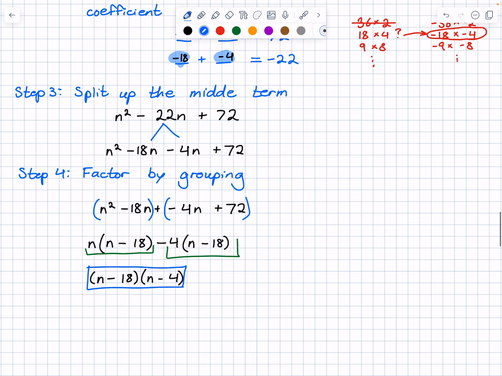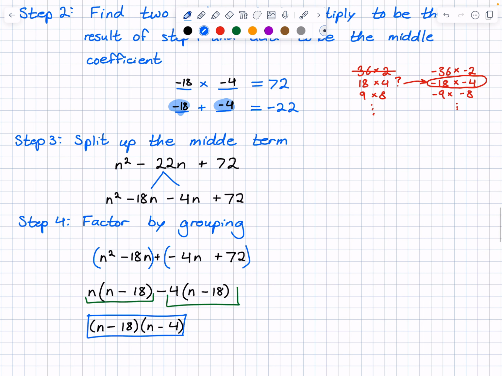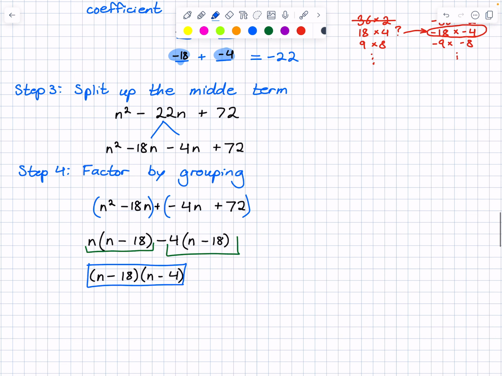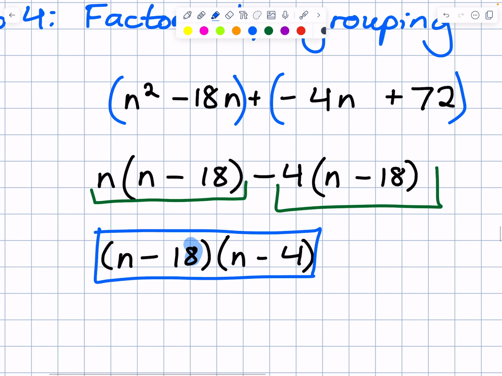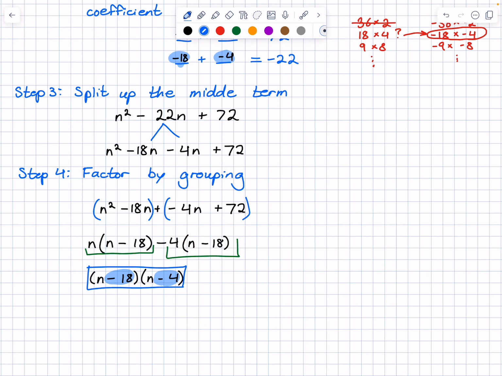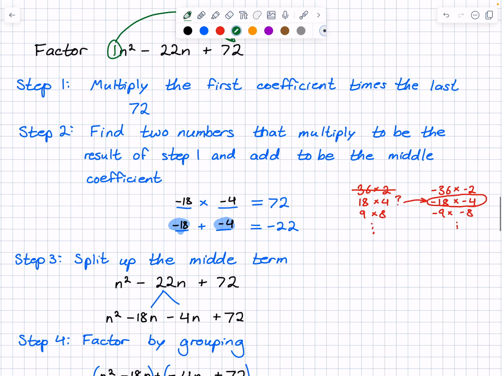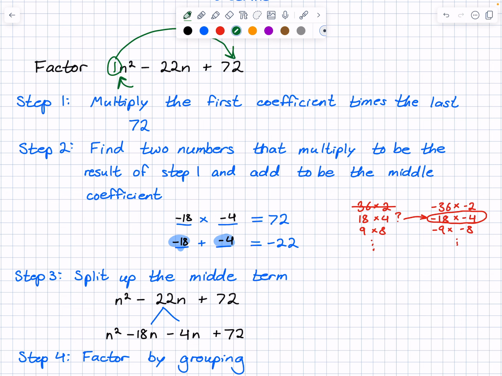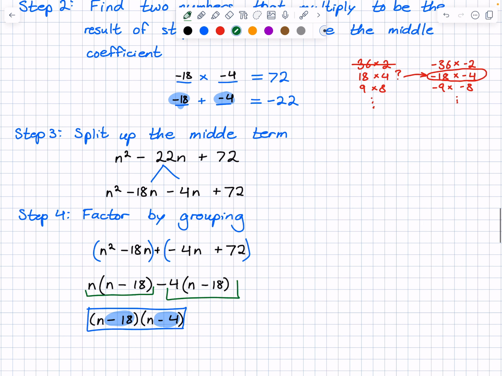Now that we've learned the steps, I am going to tell you about a shortcut. Let's go back to step 2. In step 2, we found 2 numbers, negative 18 and negative 4. And you might notice those 2 numbers showed up at the very end. In fact, we did not need step 3 or step 4, but that is only true because our leading coefficient was 1. If the first term is a 1, you can skip these last 2 steps.